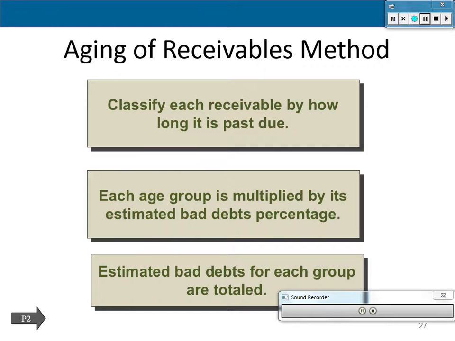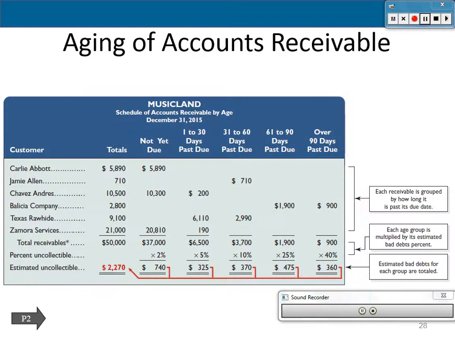Now the aging receivable method, that's a little bit easier because you're going based upon the number of days past due. So you classify each receivable by how long it's past due. It's going to have a different group, 0 to 30, 31 to 60, 61 to 90, and so forth, multiplied by whatever its bad debt percentage is at the time. And then you total each group. So here's an example.